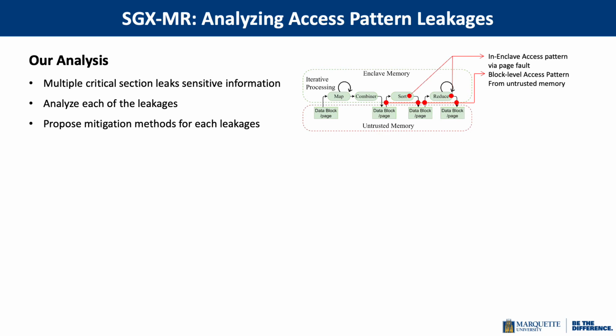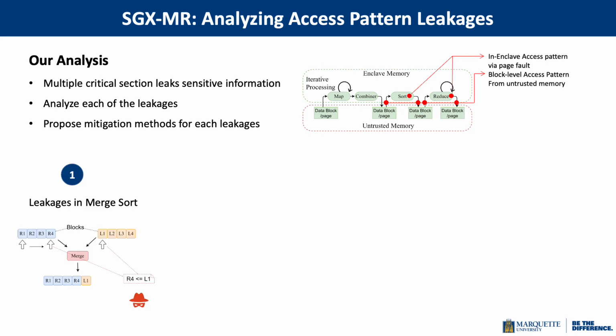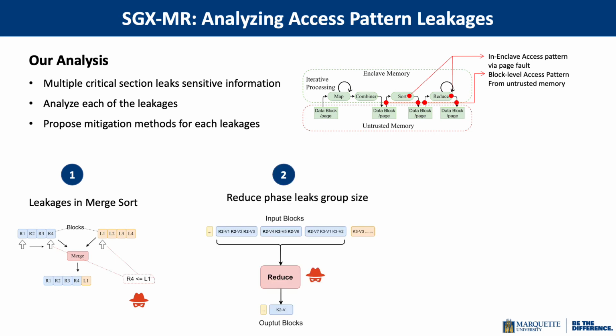While regulating the data flows of the SGX-MR, our analysis shows that there are multiple critical sections that leak sensitive information. Some of the key information leakages are in merge sort. While performing the merge sort, the relative order between the records can be leaked from the block access patterns. And the reduce phase leaks the group size of the aggregated results.